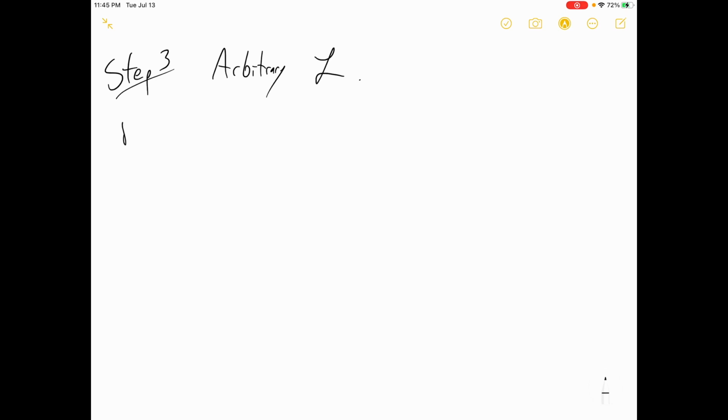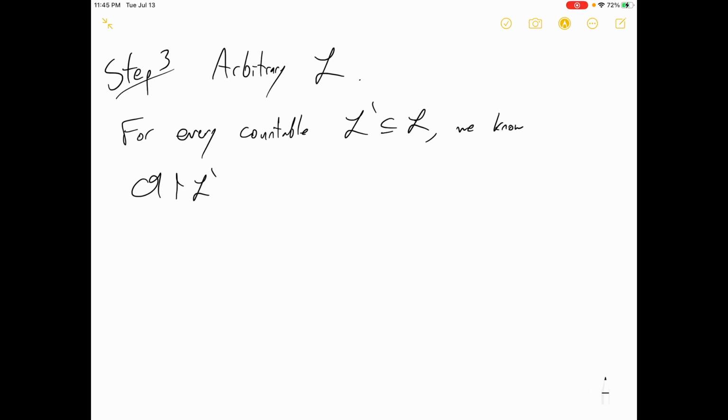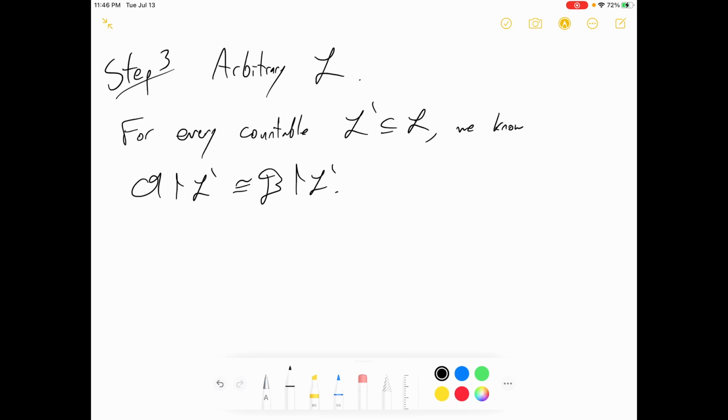Well, here's what we do know. For every countable L prime, a subset of L, we know that the reduct of A to L prime is isomorphic to the reduct, not of A, but of B to L prime. That's step 2. And I think this has to be the key. So for every countable sublanguage, the reducts are isomorphic. So we get some isomorphism for that reduct.